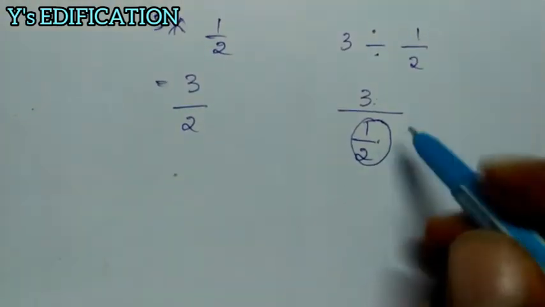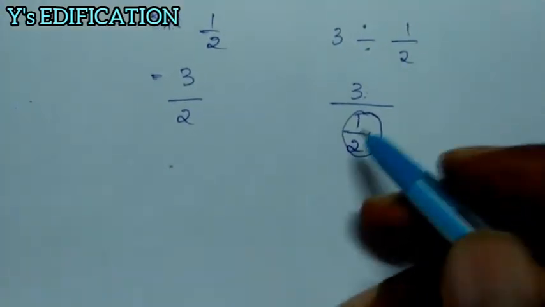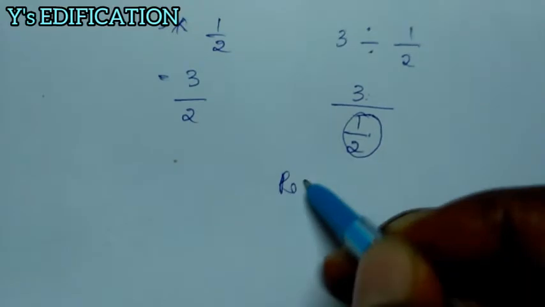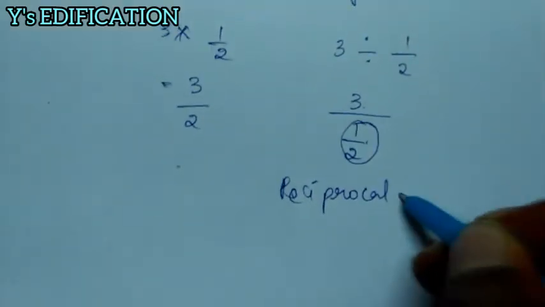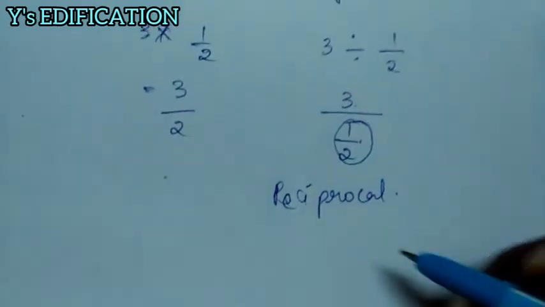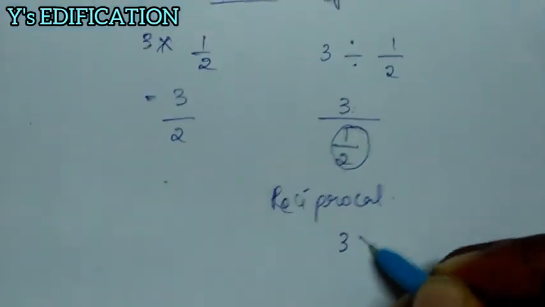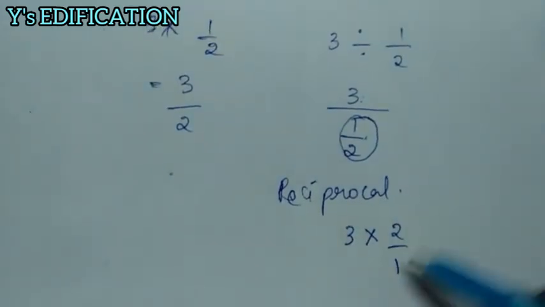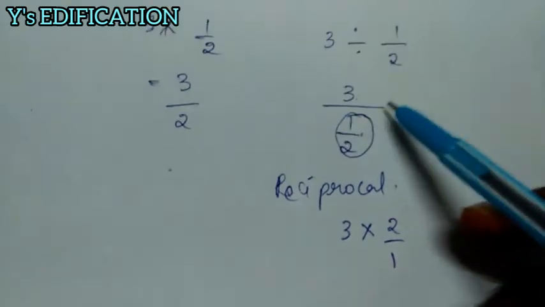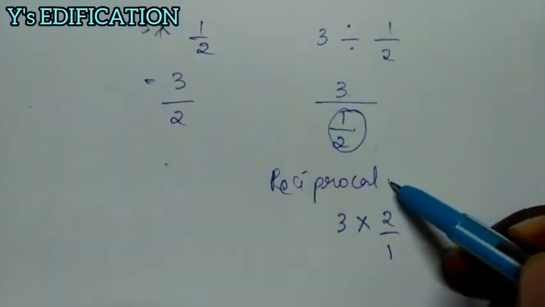So what do I have to do? I have to convert this denominator into a numerator. That means I have to do the reciprocal. So what is a reciprocal? Changing the denominator into the numerator, and the numerator into the denominator. That means 3 into 2 by 1. Okay, 3 into 2 by 1. So I have converted this division into a multiplication using the reciprocal.